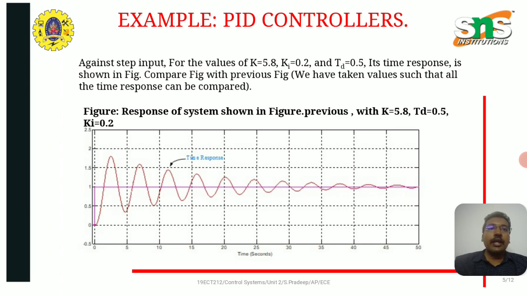Example: against step input, for the values of K equal to 5.8, Ki equal to 0.2 and Td equal to 0.5, its time response is shown in this graph. Compare this figure with previous figures. We have taken values such that all the time responses can be compared.